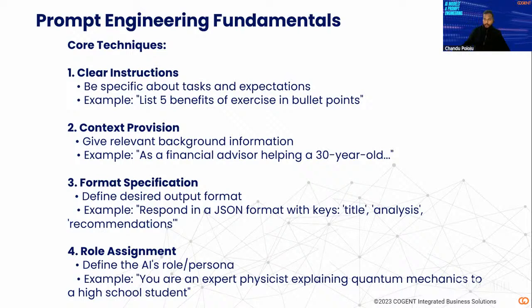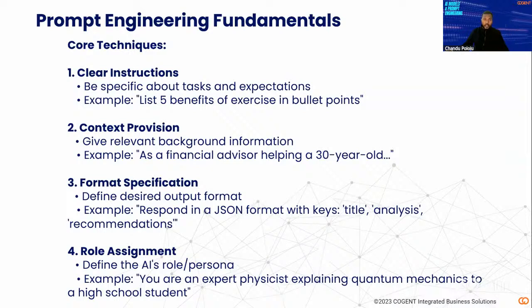Next, context provision. If you remember, in the last slide we had a context keyword. Now you have an understanding of it. You should give some background information, for example: as a financial advisor helping a 30-year-old who wants to buy their first home. Now the AI will take it as: okay, I'm a financial advisor helping a 30-year-old who wants to buy their first home. You're putting in some context so that the response stays within that context. That's context provision.